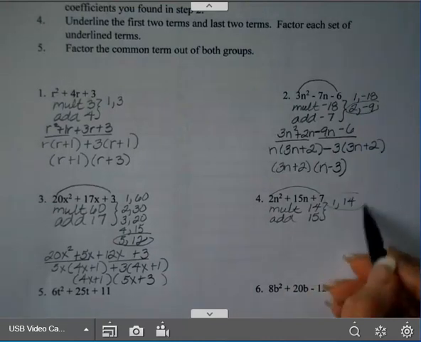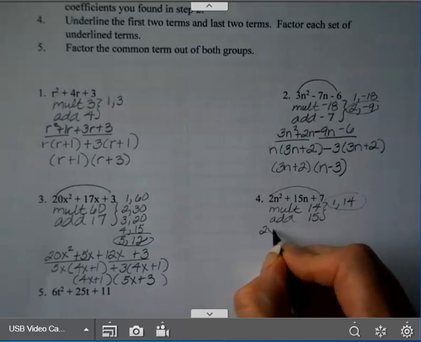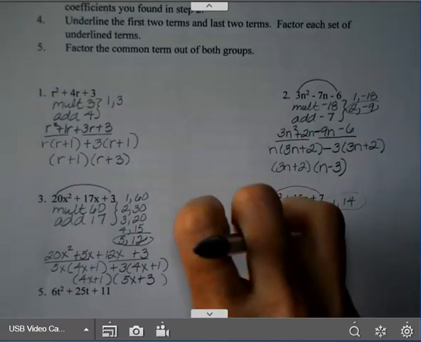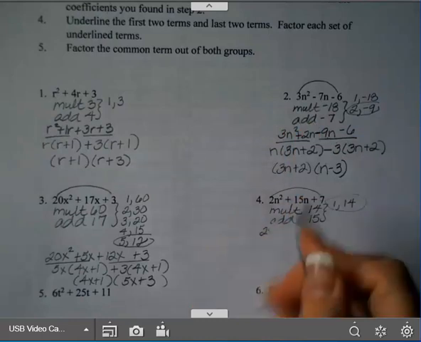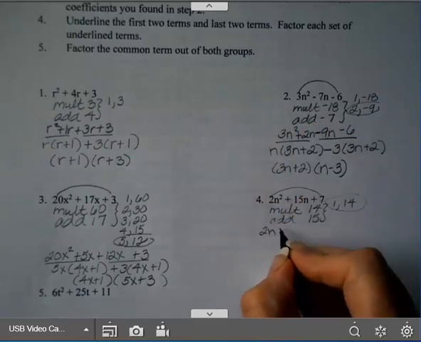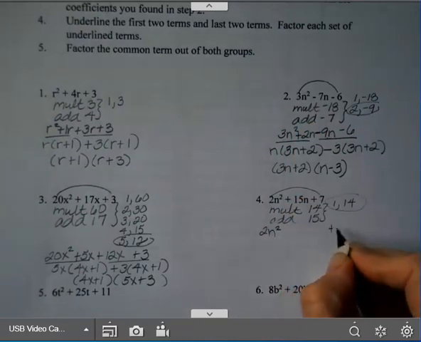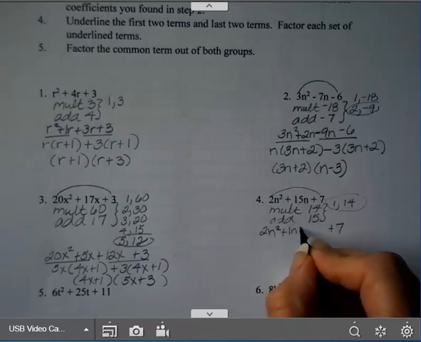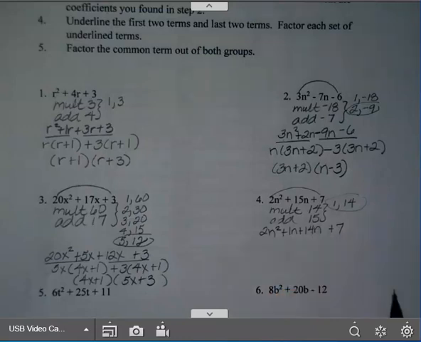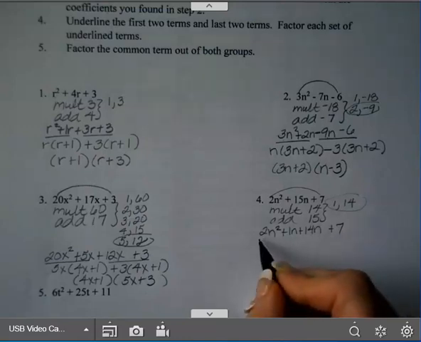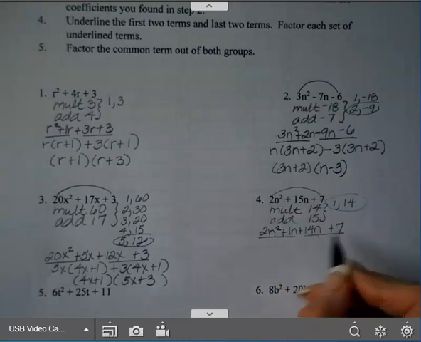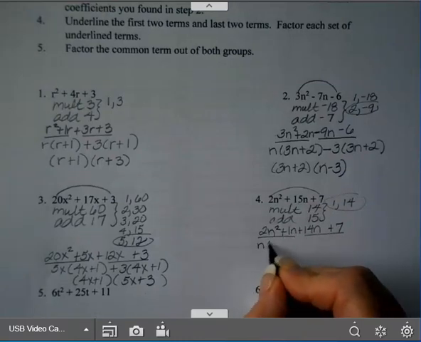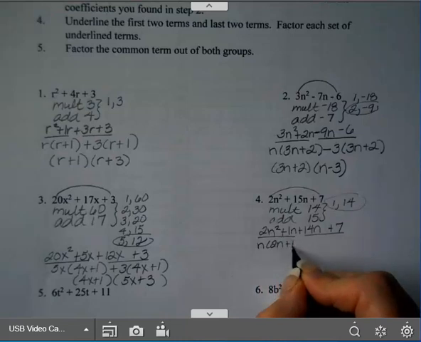So got my pair. Write your first term, and I guess we have n's in this case. And your last term. And instead of writing 15n, I'm going to write 1n and 14n. So that is step 3. Step 4, you're going to group. First group has an n in common. You're left with 2n plus 1.